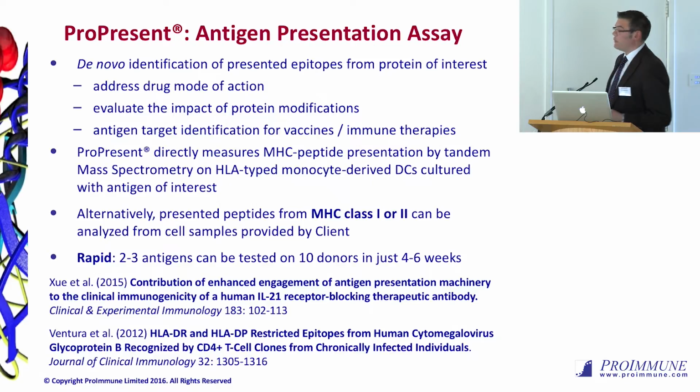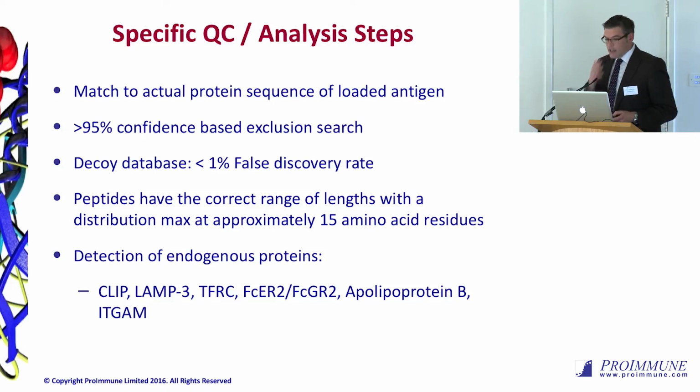And it's a very quick tool. We can look at typically a panel of 10 to 20 donors in around 6 weeks. And we have a number of publications as well, which are now in the literature. So the first thing that we do is we take the protein sequence of interest.